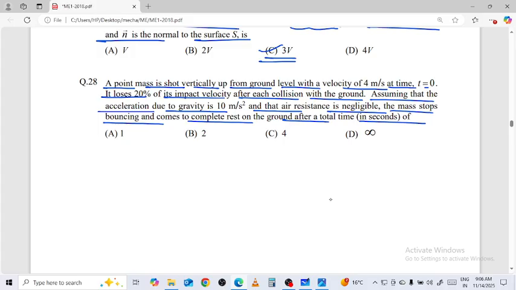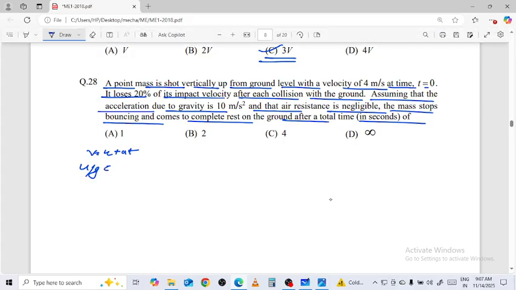Alright, continuing, v is equal to u plus at. We have the equation over here. Acceleration due to gravity is 10 meter per second square in the negative direction. So here u upon g is the time to the top. So the total flight time t1 is equal to 2u by g.